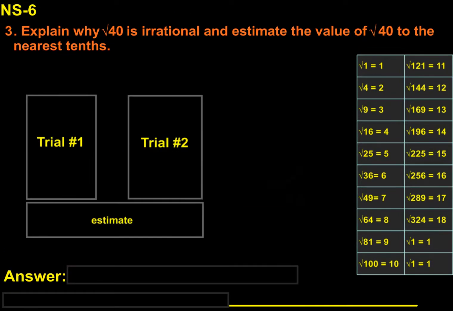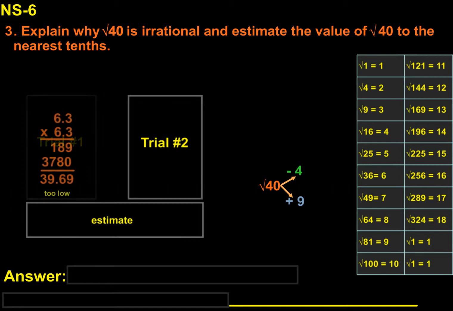Number 3, we need to explain why the square root of 40 is irrational and estimate the value of the square root of 40 to the nearest tenth. As I look at the table, I can see the square root of 40 falls somewhere between 6 and 7. And more so, I can see that it's a little bit closer to 6 than it is to 7. It's 4 away from 36, but it's 9 away from 49. So being closer to 6 than 7, I'm going to say it's less than 6.5, and my trial is going to be with 6.3.